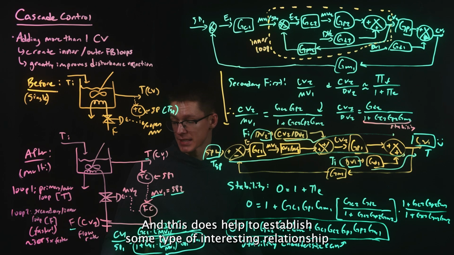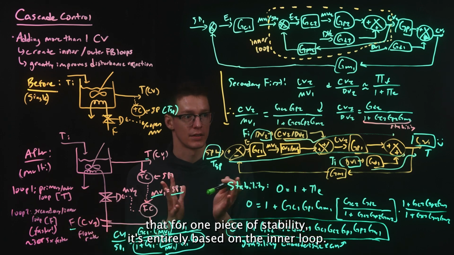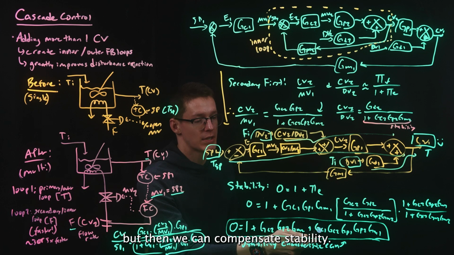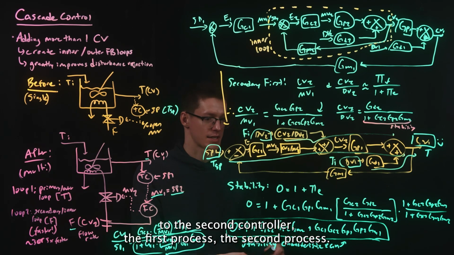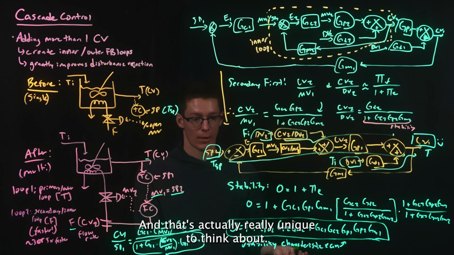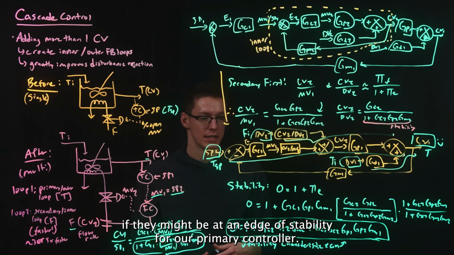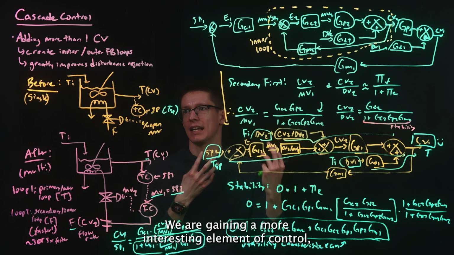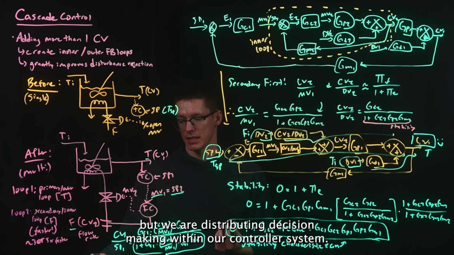And this does help to establish some type of interesting relationship that for one piece of stability, it's entirely based on the inner loop. So that inner loop is fast. It allows you to reach some form of stability, but then we can compensate stability related on the first controller to the second controller, the first process to the second process. And that's actually really unique to think about. So we can offset some of those characteristic values if they might be at an edge of stability for our primary controller, GC1, based off of the characteristics of GC2. So pretty cool. We are gaining a more interesting element of control, but we are distributing decision-making within our controller system.